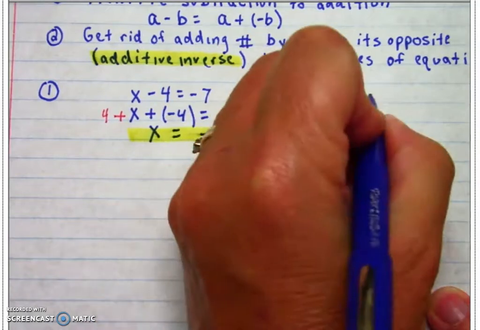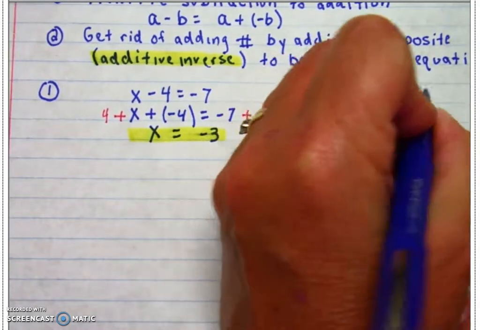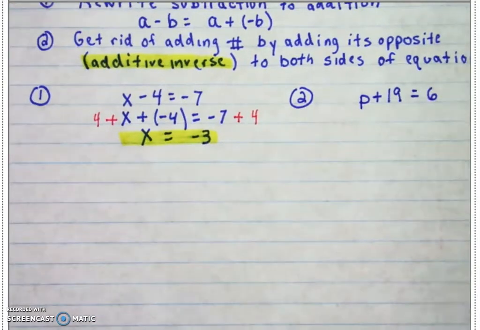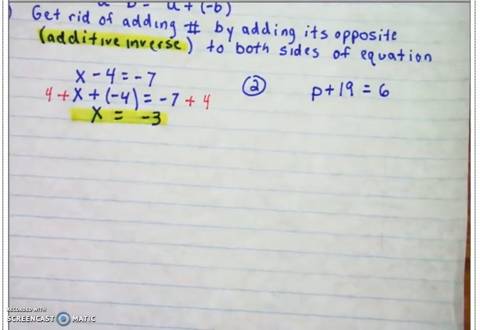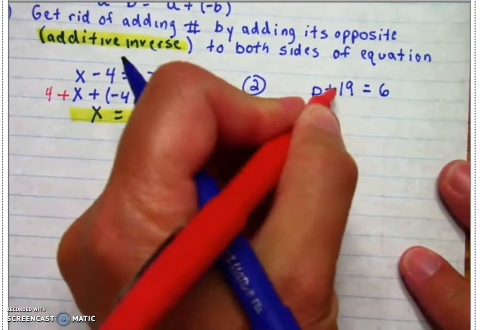We got p plus 19 equals 6. Now, this one doesn't have subtraction in the problem, so we don't have to rewrite anything. We don't do that first step. We just have to get rid of the adding number. The adding number is always on the same side as the variable. So here, 19 is the adding number.